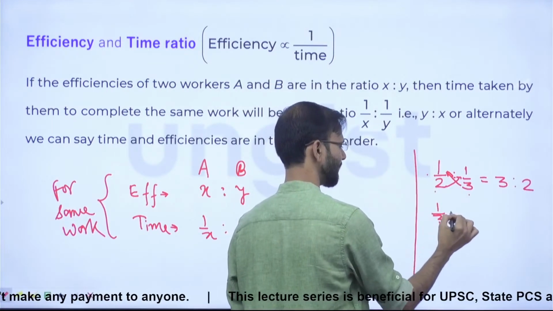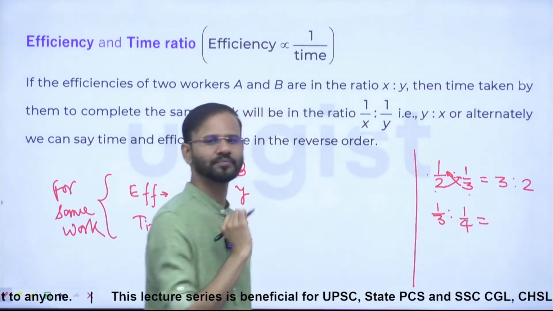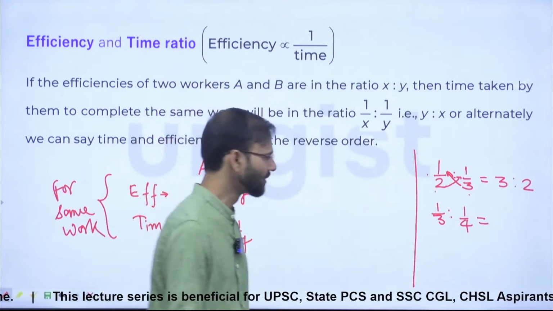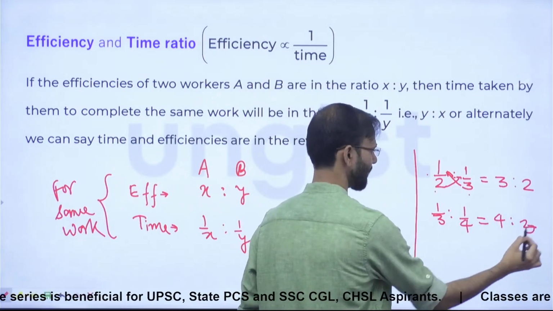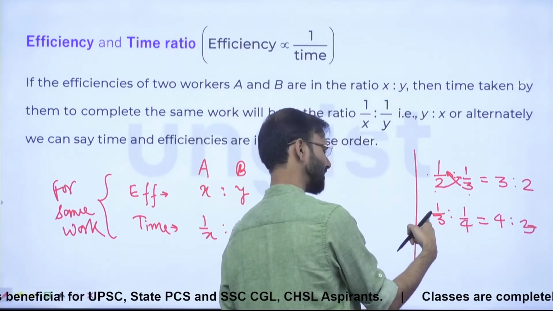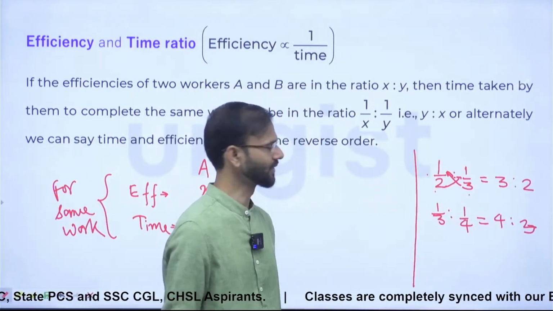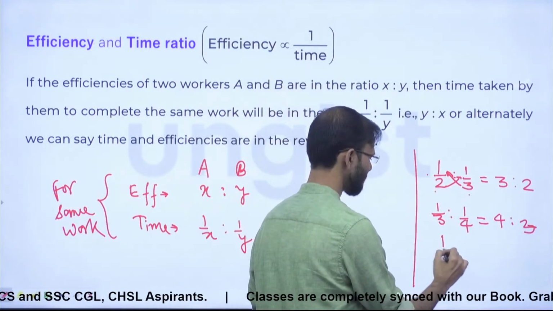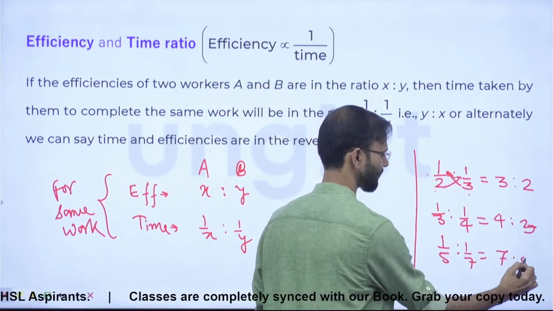So 1 by 3 is to 1 by 4. See everyone, this is 4 is to 3, correct? I mean the LCM is 12, sorry. If you multiply this number with 12, you will get 4. If you multiply this number with 12, you will get 3. Similarly, let's say 1 by 5 is to 1 by 7. This is 7 is to 5.